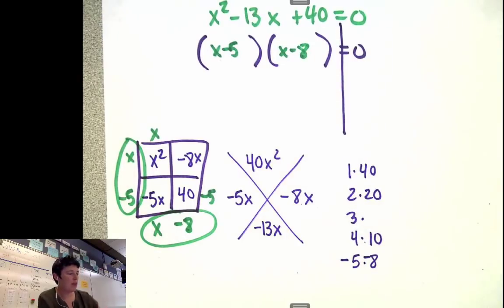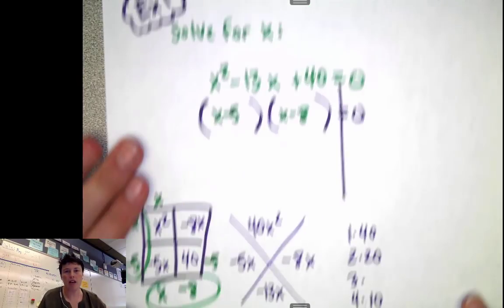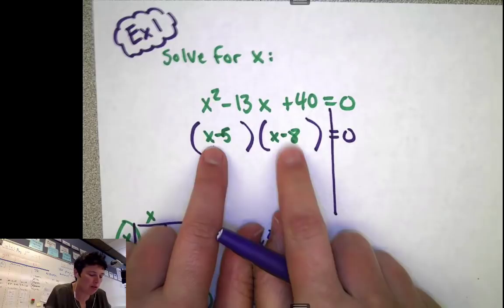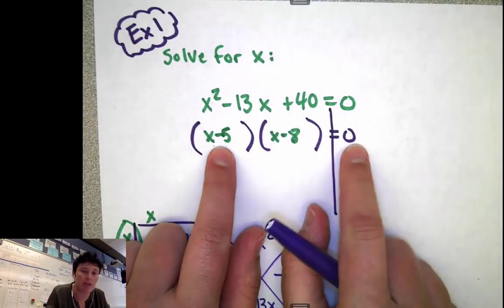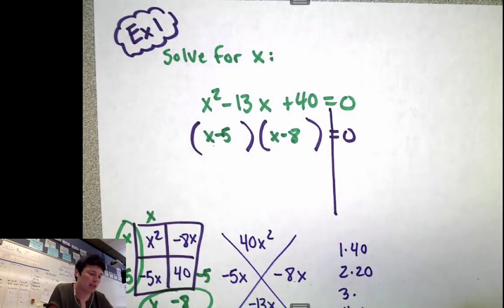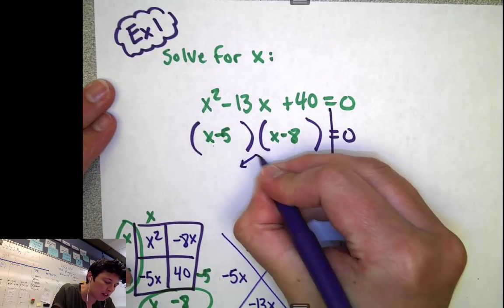And then I still have some solving to do. Here's what I now know. I now know that one of these 2 parentheses would have to be 0 to make this true. So I'm going to split this up into 2 little problems.